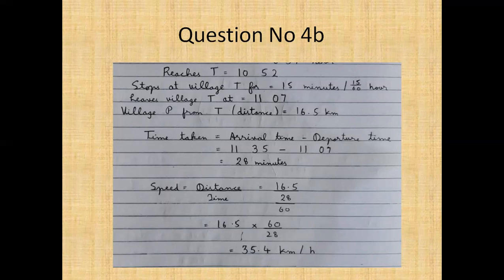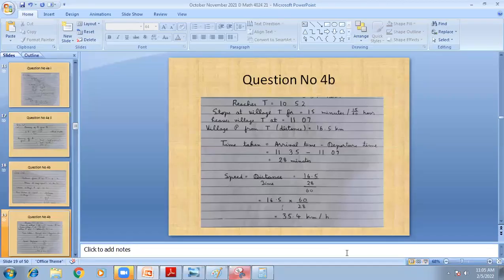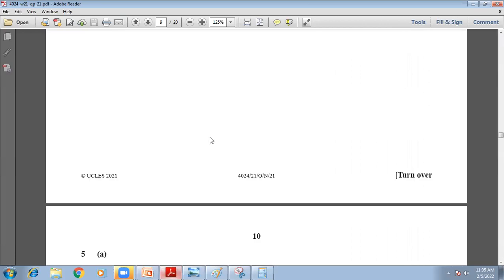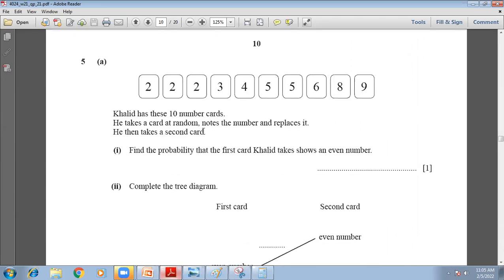Very tricky question, a lot of calculation involved. That was question number 4 and the speed part. So my dear students, we are done with question number 4. Now we have question number 5. It says Khalid has these 10 cards. He takes a card at random, notes the number and replaces it. He then takes a second card. Find the probability that the first card Khalid takes shows an even number.